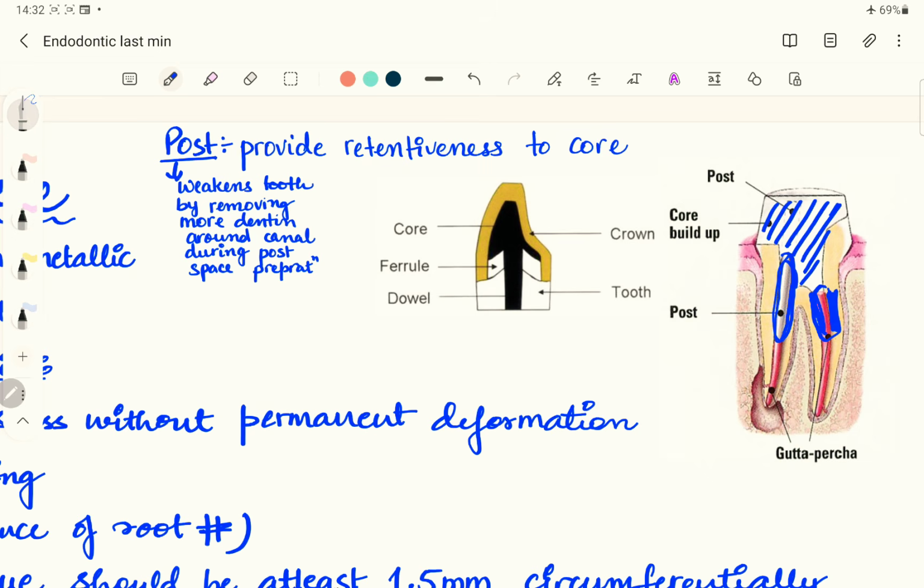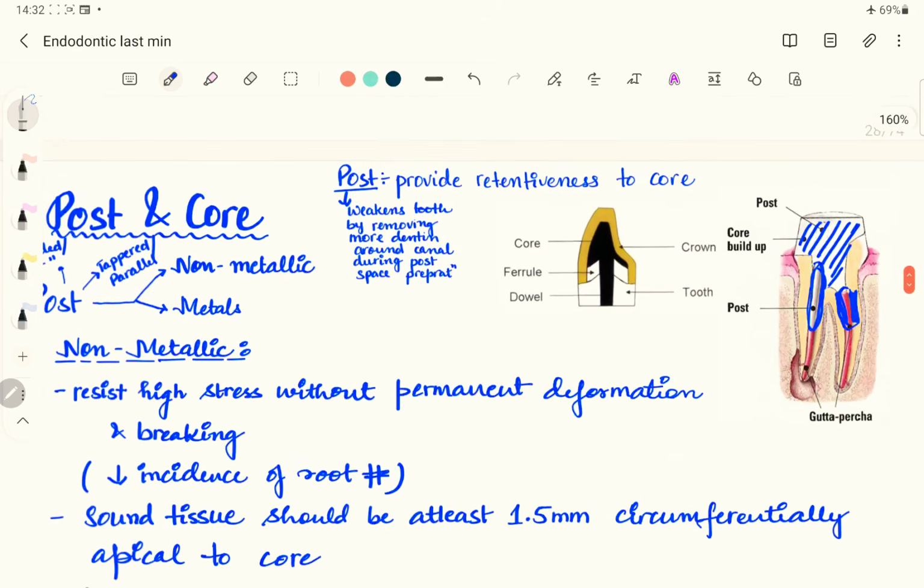So it weakens the tooth structure by removing more of the dentine around the root canal during the post space preparation. We have to prepare a space to put the post in there, and by removing some of the dentine while we are creating this space, we are weakening the tooth structure because we are removing extra part of the root canal. So the purpose of the post is only to give retention to the core so that the filling material does not go away and we can put a crown on top of that.